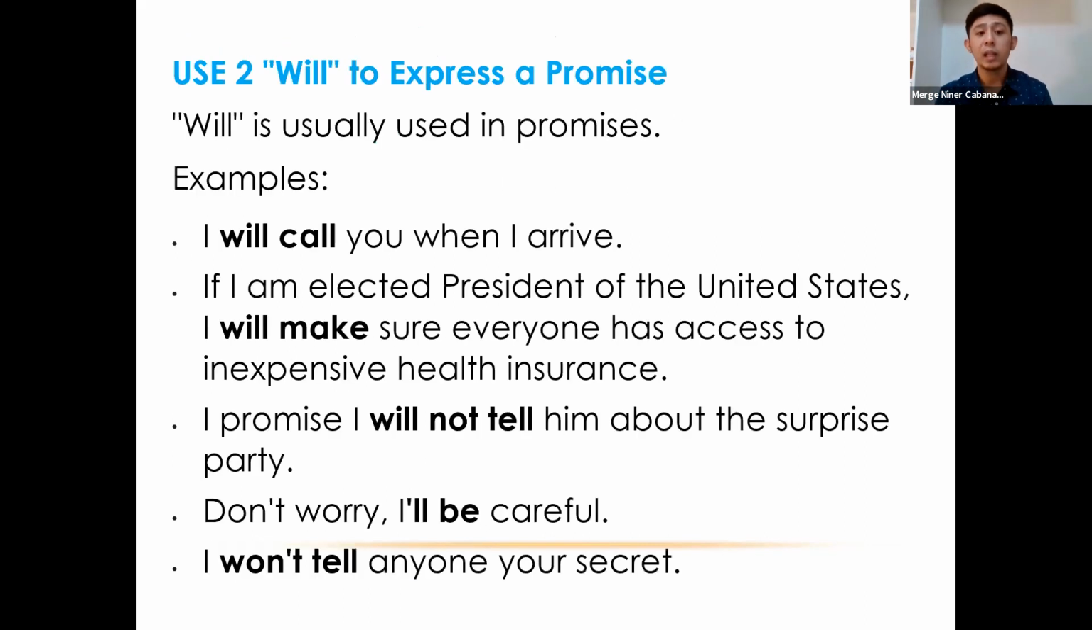Okay. Now, will is also used to express a promise. "I will call you when I arrive." "If I'm elected president of the United States, I will make sure everyone has access to expensive health insurance." "I promise I will not tell him about the surprise party." "Don't worry, I'll be careful." "I won't tell anyone your secret."